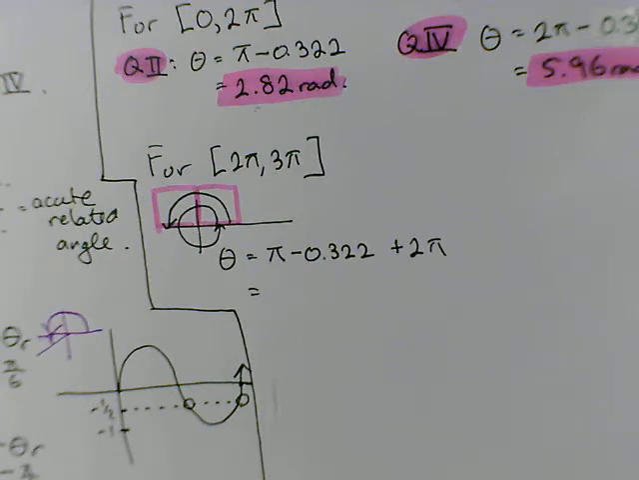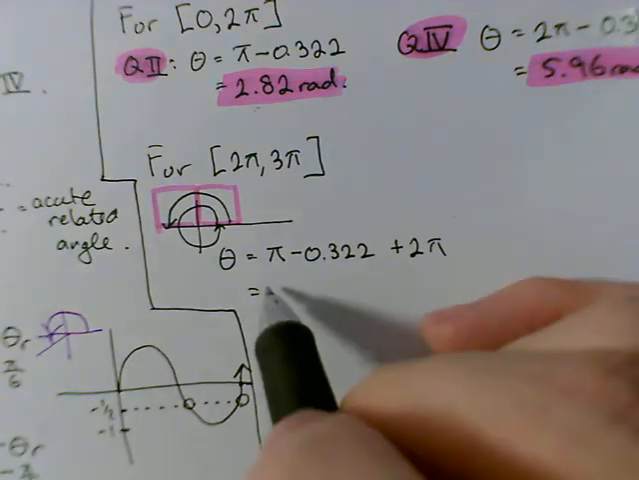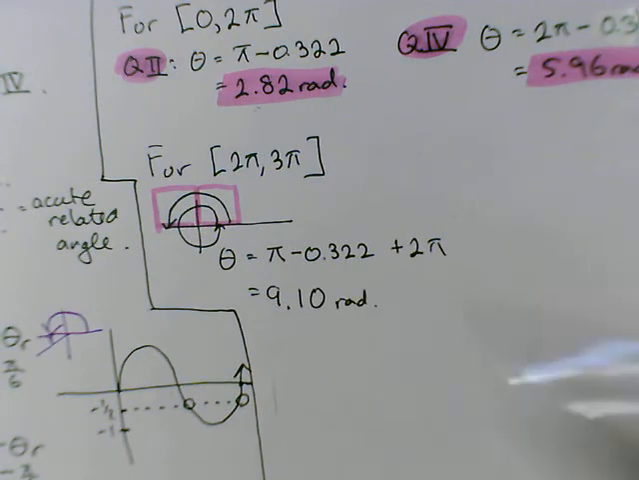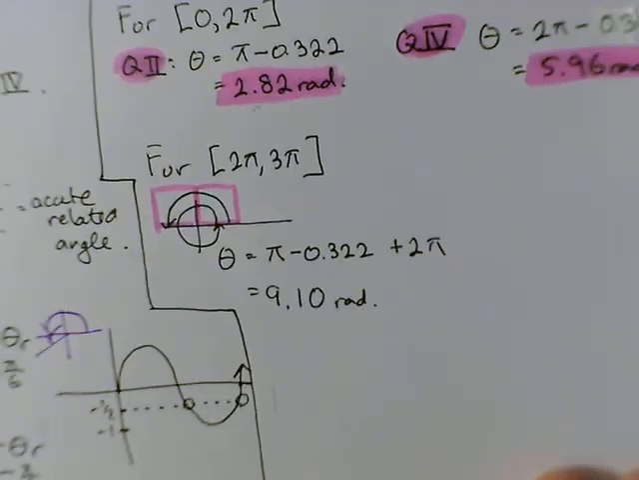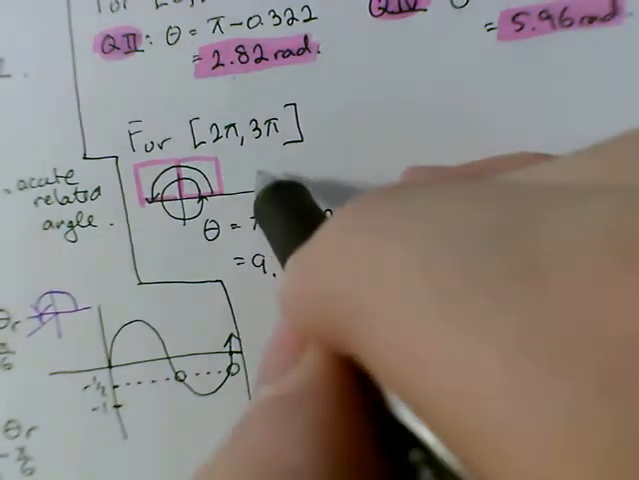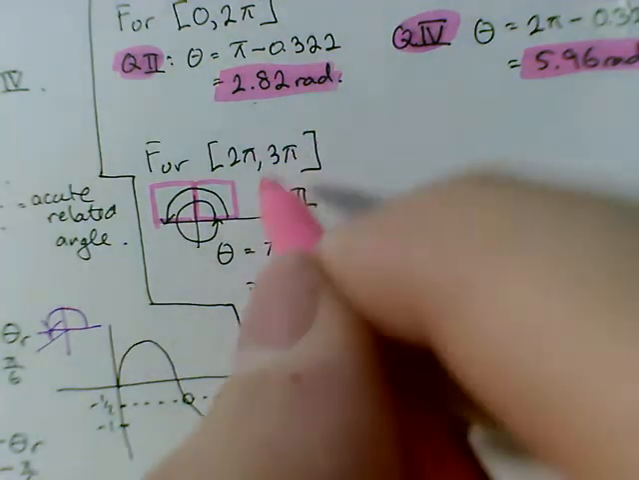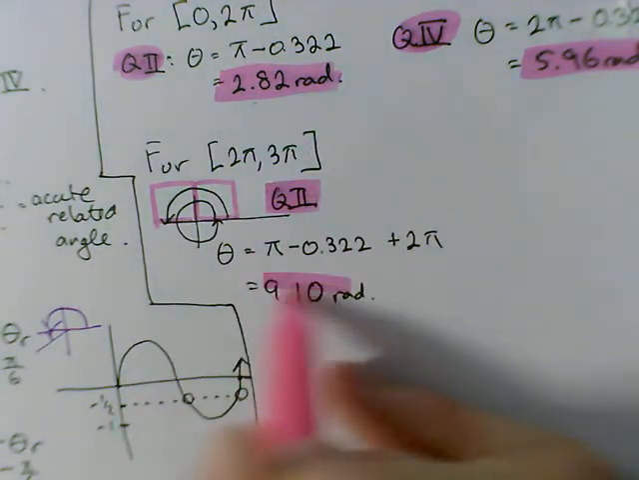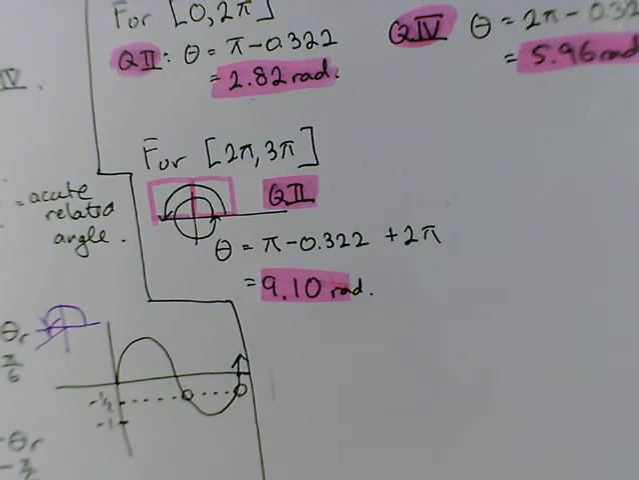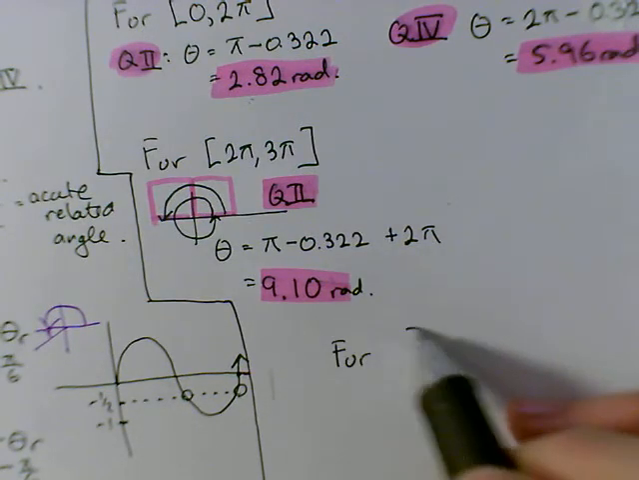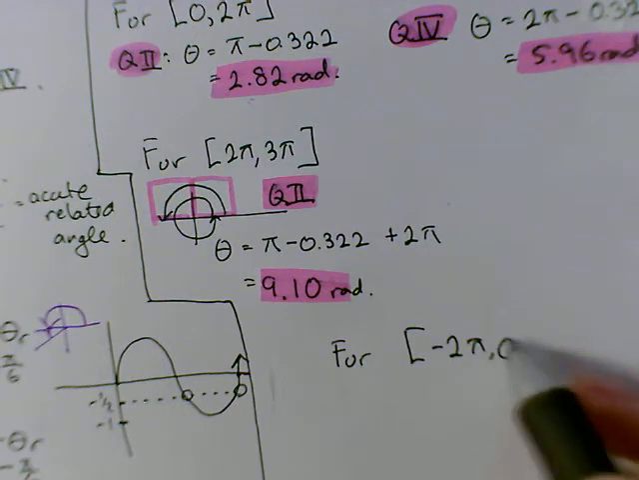So 2.82 plus 2 pi is approximately 9.10 radians. And I don't have to worry about quadrant 2. Sorry. I should do that. Which I hope will make this one easy.